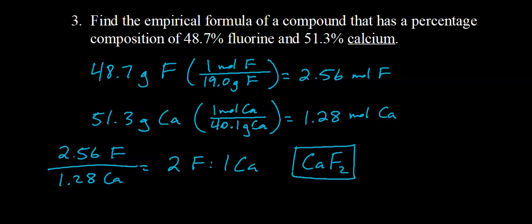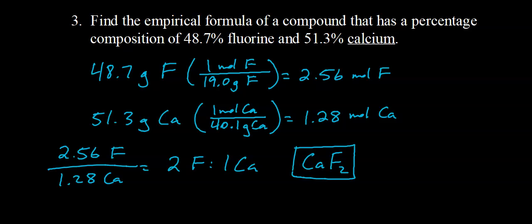So here's our setup. A couple things to notice: as opposed to the very first problem, I didn't put moles in our ratio here, so I got 2.56 F over 1.28 Ca. At least make sure you label the substances. It's really easy to get your ratio backwards if you don't label. So just label it like that. So again, it's not always 2 to 1, but we get a 2 to 1 ratio of fluorines to calciums. So the empirical formula of this compound is CaF2.